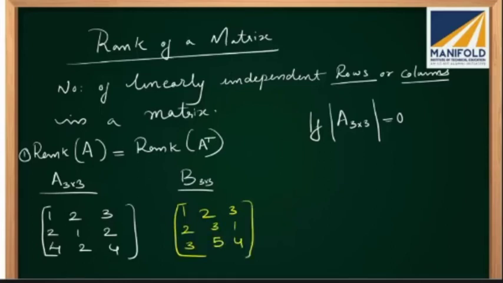Now we'll have another matrix. Let us consider another matrix here. The third matrix is C, 3 by 3, which is 1, 2, 3.